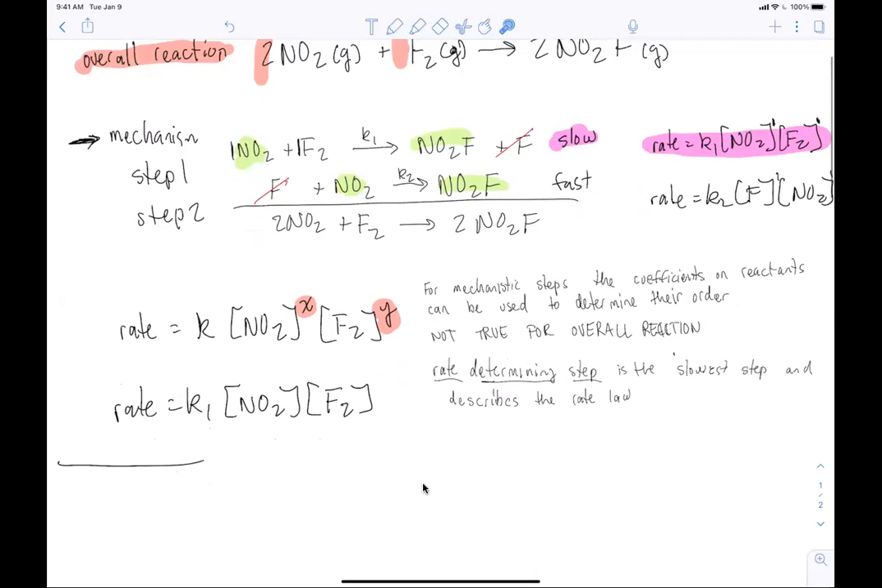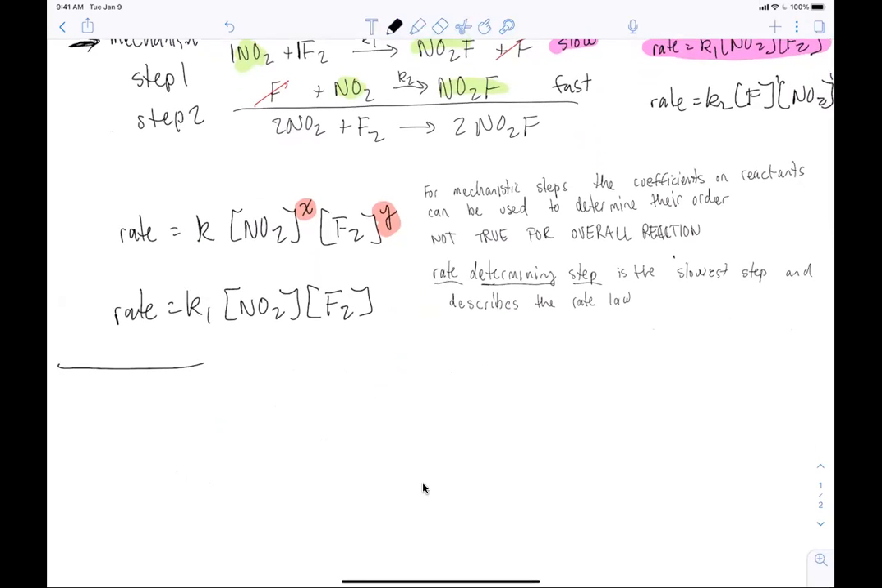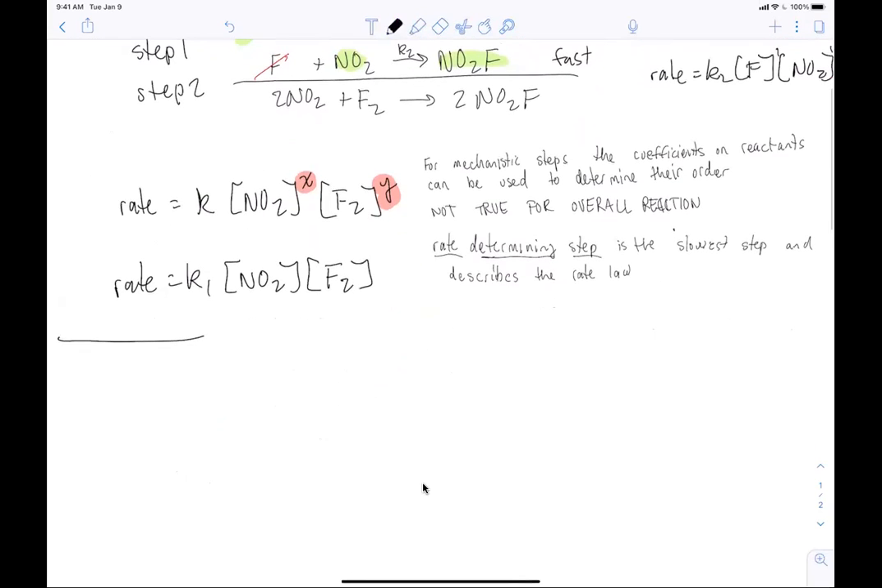Okay, so for the rate law, the intermediate should not appear in the rate law. The rate law should only have either the products, more often the reactants, but should only have reactants and products in it. So let's look at this example.